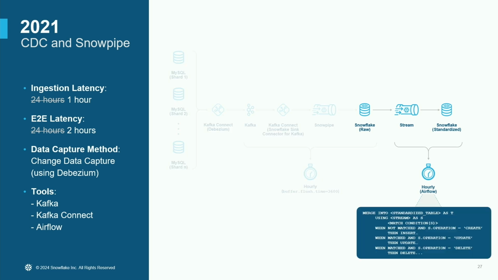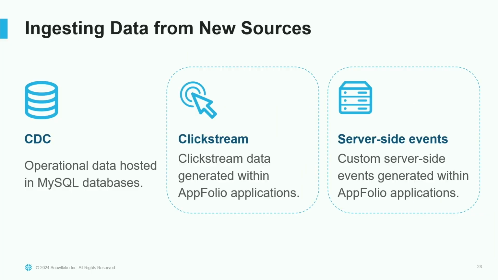This slide provides a little bit more insight into the merge SQL statements that are executed hourly in Airflow. As I previously mentioned, we have created streams for each of our raw tables. We then select from these streams and merge into our standardized zone on an hourly cadence. Using the logic that we see here, we account for inserts, updates, and deletes by looking at the operation of each CDC record. This ELT pattern worked really well for us, and we decided to expand this solution to 2 other data sources, including our clickstream data and our custom server-side event data generated across our AppFolio applications.